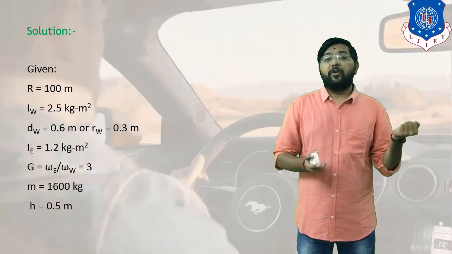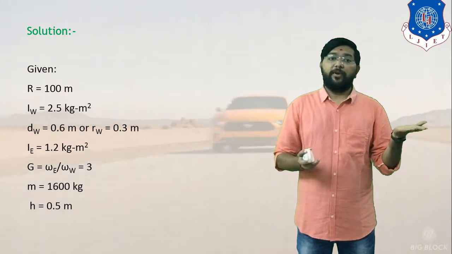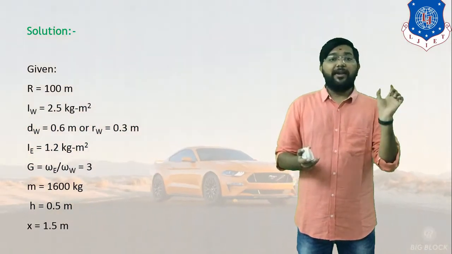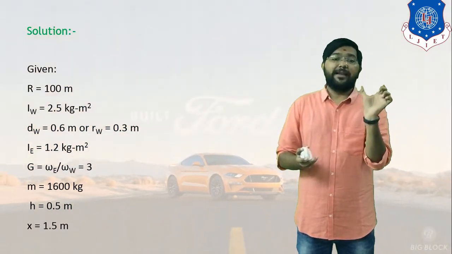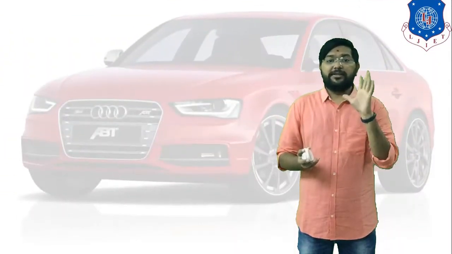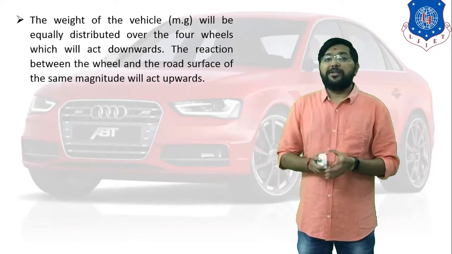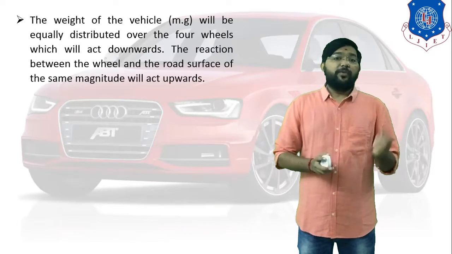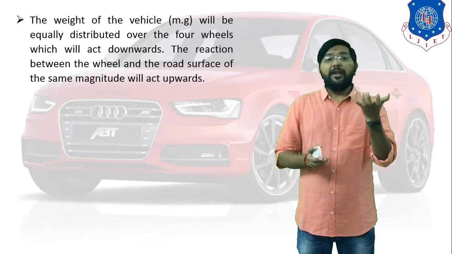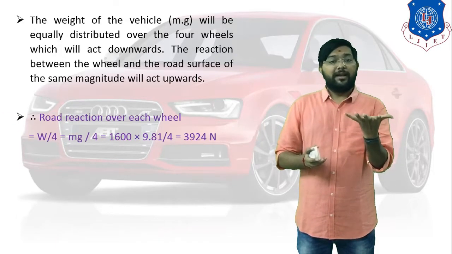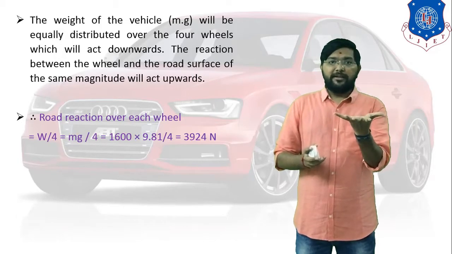Next, the height of the center of gravity from the earth's surface is 0.5 meter, and the width of track, small x, is 1.5 meter. So this is the given data. Now we have to start to solve the numerical. The weight of the body is distributed equally in all four wheels. Clear? That thing we already discussed.